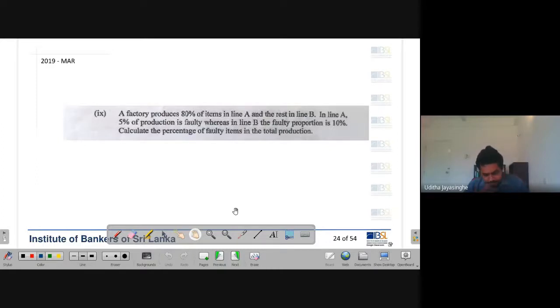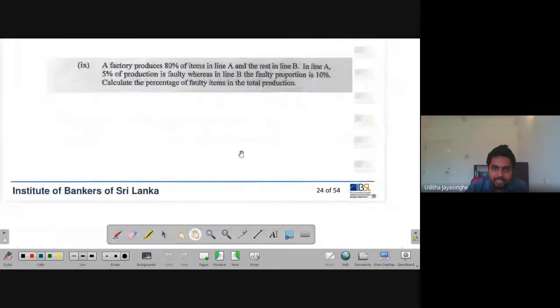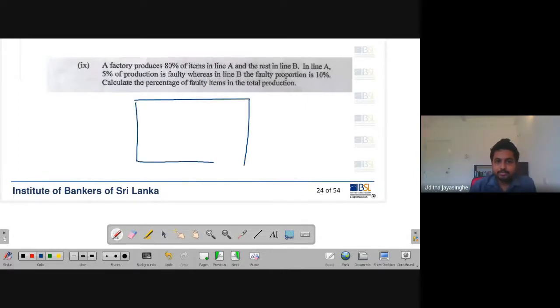A factory produces 80% of the items in line A and the rest of the items in line B. In line A, 5% of the production is faulty, whereas in line B, the faulty proportion is 10%. Calculate the percentage of faulty items in the total production. Now, since I did a tree diagram, this time let me try to do some sort of a Venn diagram.